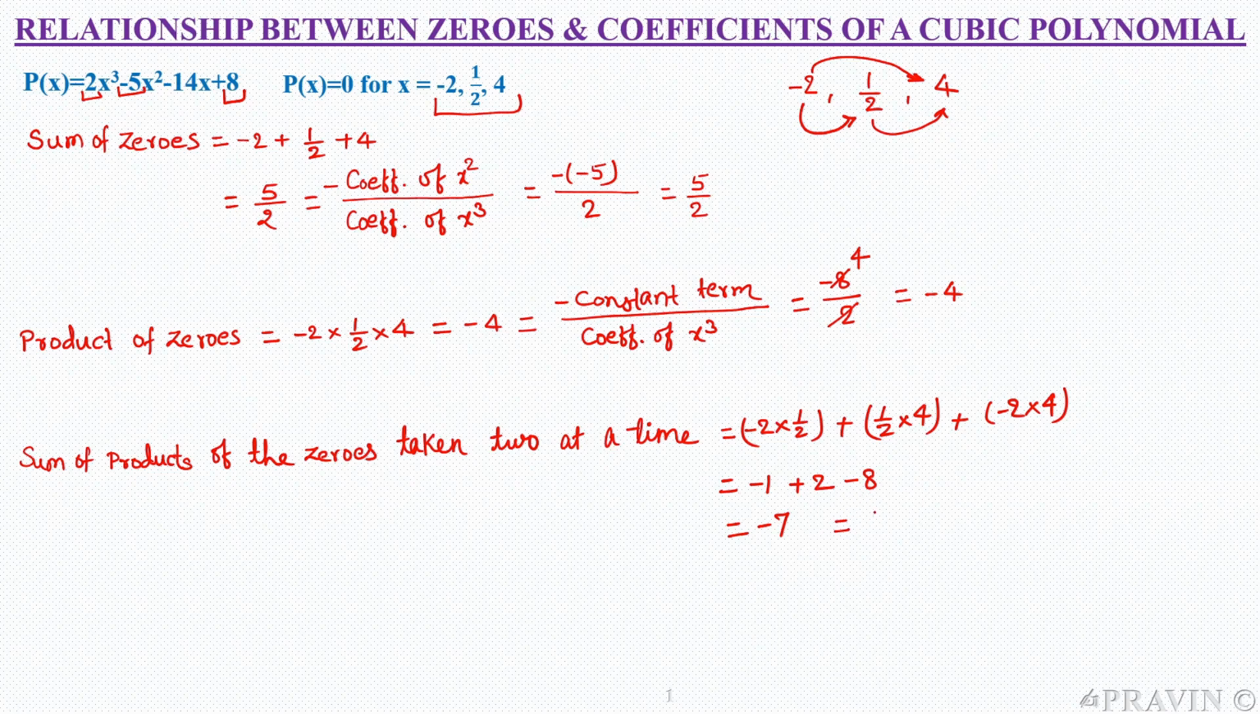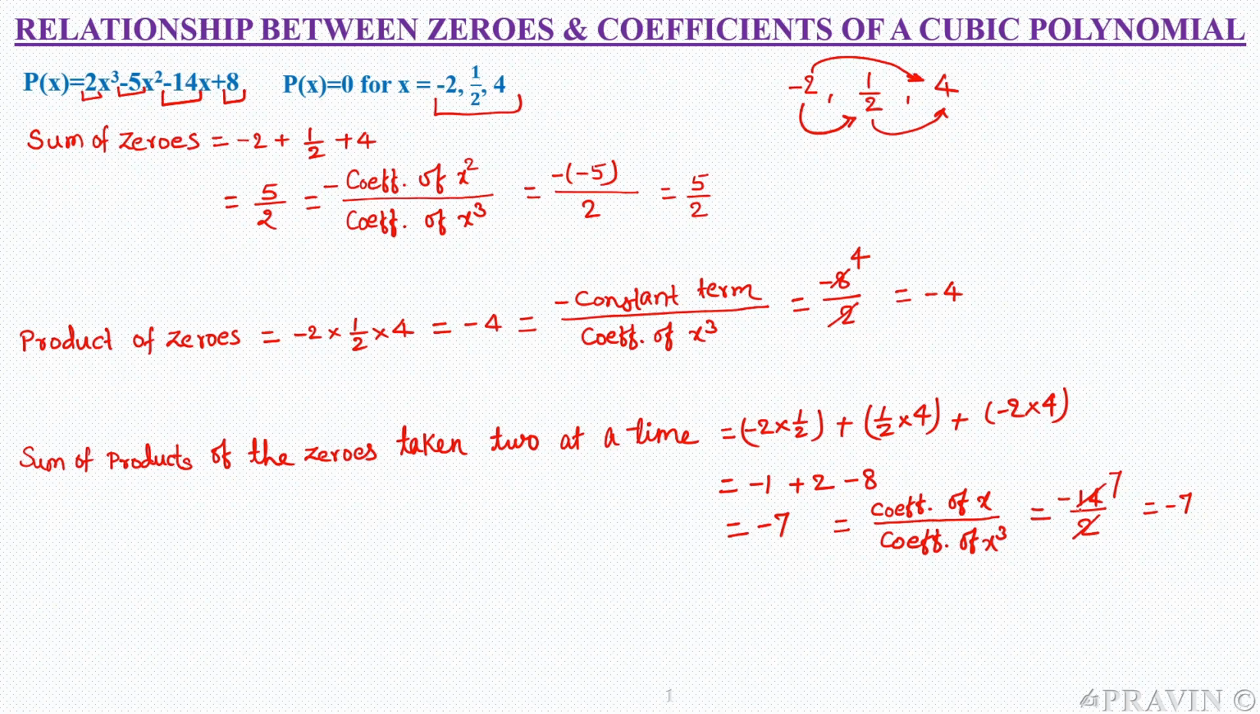You can write it as coefficient of x divided by coefficient of x³. So what is the coefficient of x? You will find that −14 is the coefficient of x, and the coefficient of x³ is 2. After dividing, you will get −7. This is how the coefficients and zeros of a cubic polynomial are related.